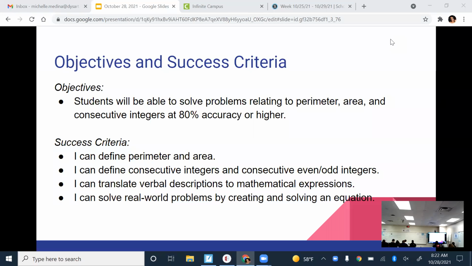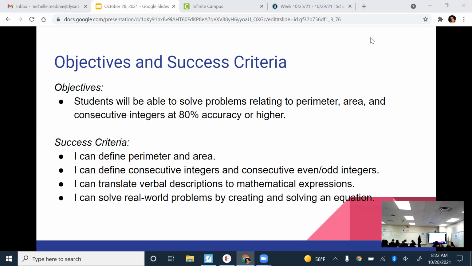All right, so today's objective is to be able to solve problems relating to perimeter, area, and consecutive integers. Really, to generalize it more, it's just writing expressions to solve. So being able to read a problem and know how to set it up in order to be able to solve it. And today is just more specific about perimeter, area, and consecutive integers.